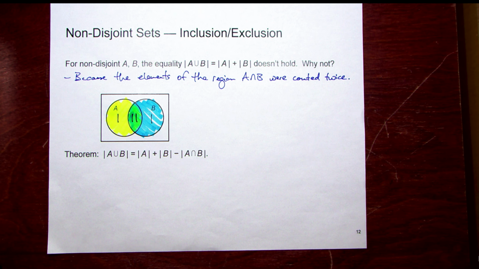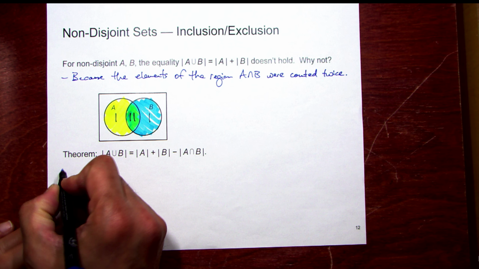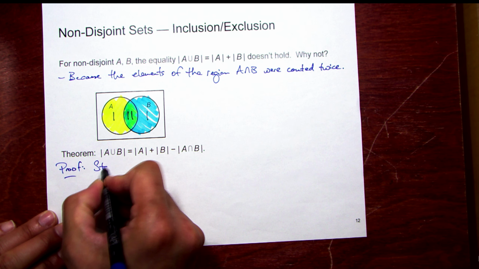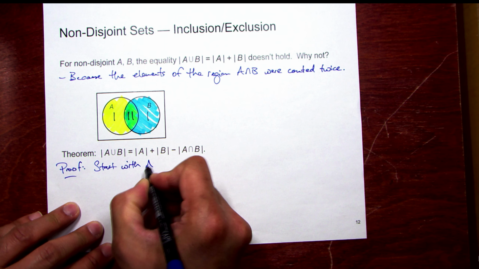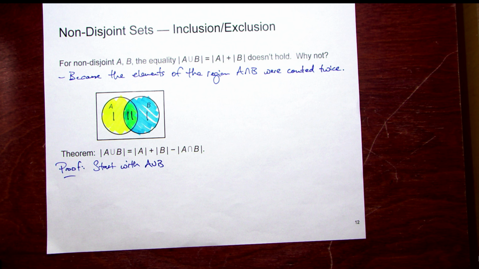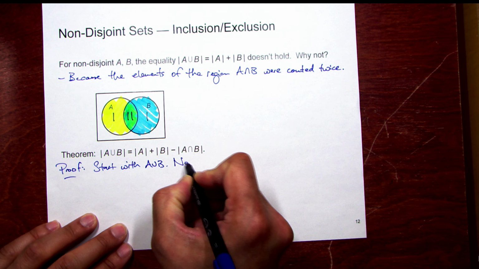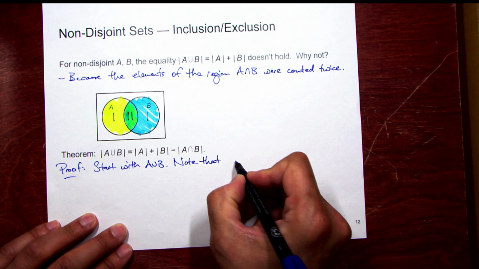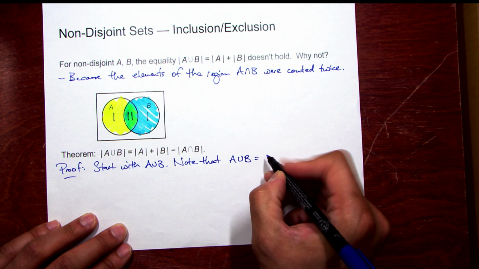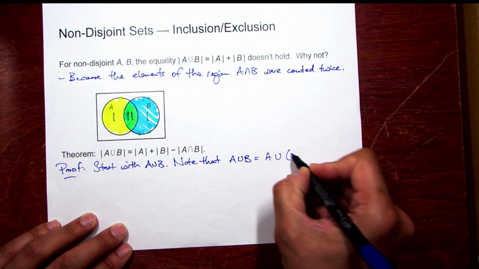All right, so what do we do? Well, proof. We're going to start with A union B, and we're going to break it up into 2 bits. The 2 bits we're going to break it up into are A and B minus A. So we're going to say that B minus A.